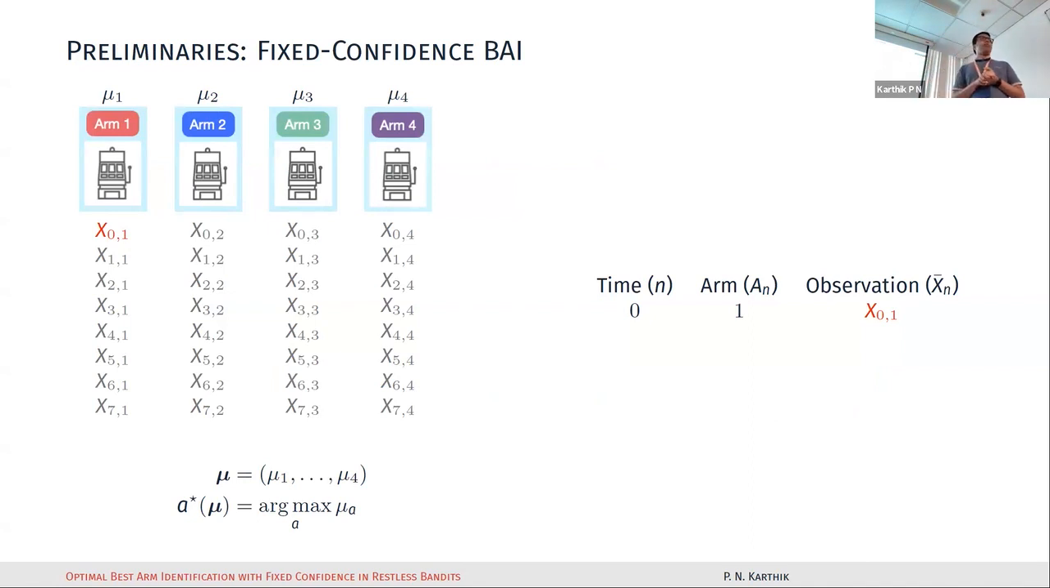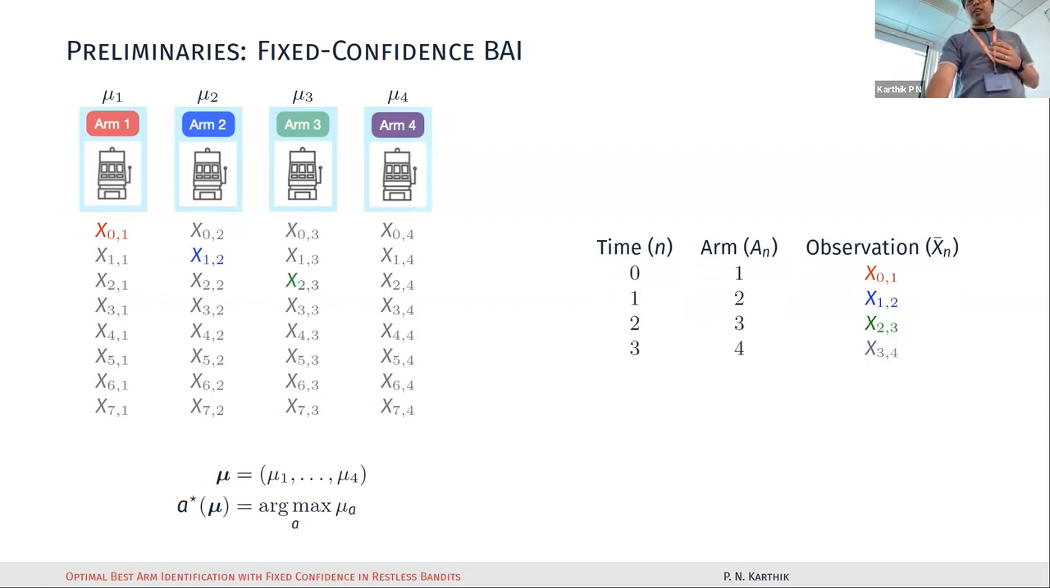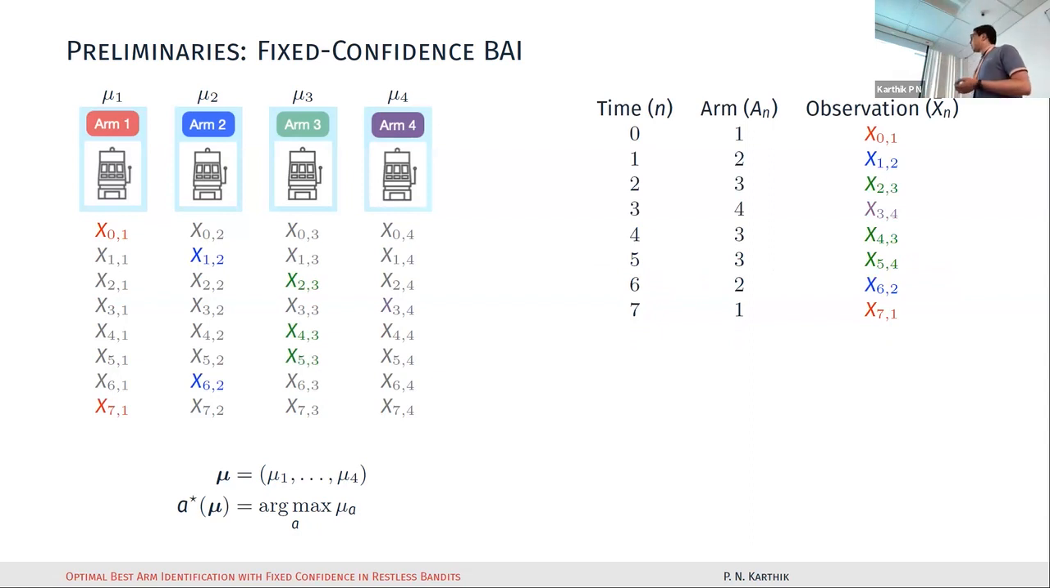So let's say there are 4 arms, and the means are mu1, mu2, mu3, and mu4. There is one unique best arm, which is the one that has the highest mean. And the learner can only select one arm at a time. So let's say time starts from 0, and arm 1 is chosen at time 0, arm 2 at time 1, and so on. At any given time, the arm that is selected can potentially depend on all the previous arms and the previous observations that were seen. X bar is the observation.